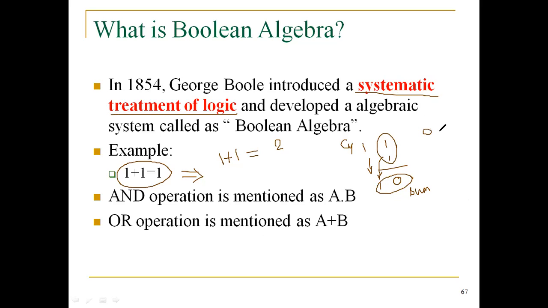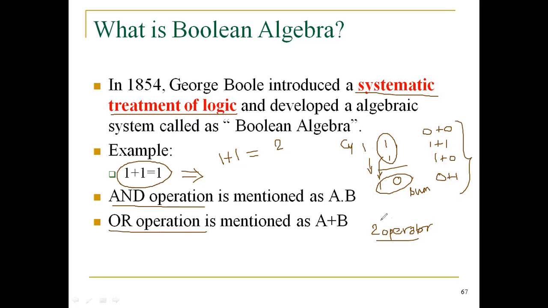0 plus 0 is what? 1 plus 1 equals what? 1 plus 0 is what? 0 plus 1 equals what? How? That is by using two operations or two operators. What are those two operations? One is the AND operation, another one is the OR operation. That is logical operations or logical operators.